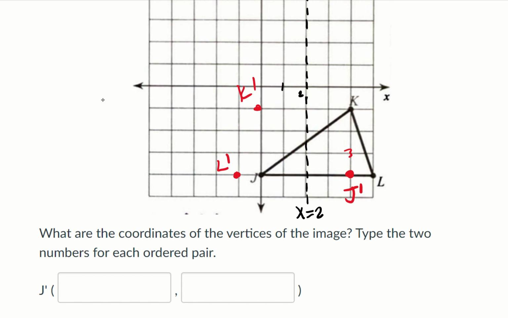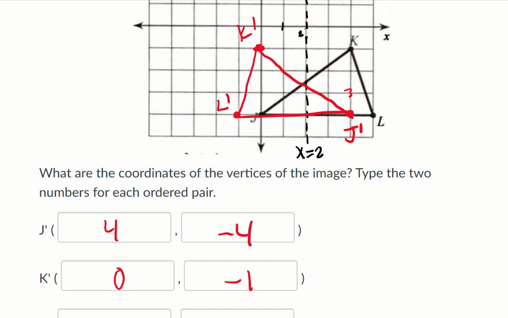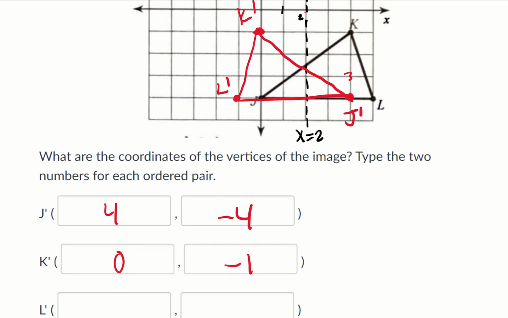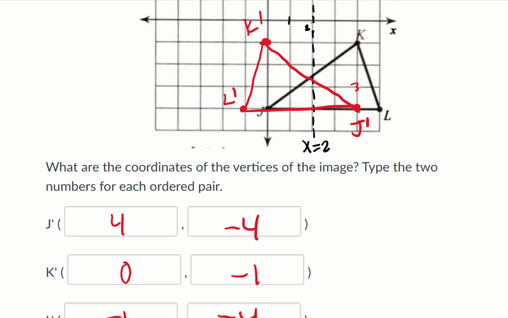And right off the bat, we're able to transform this. It doesn't take very long. And it looks something like that. So you can see it's a nice little mirror reflection. So now we can write the coordinates down. So J prime is 1, 2, 3, 4, and then -4. So 4, -4. K prime is actually right here. K prime is 0, -1. So it's on the y-axis. And then L prime is -1, -4. All right, and those are my coordinates here.